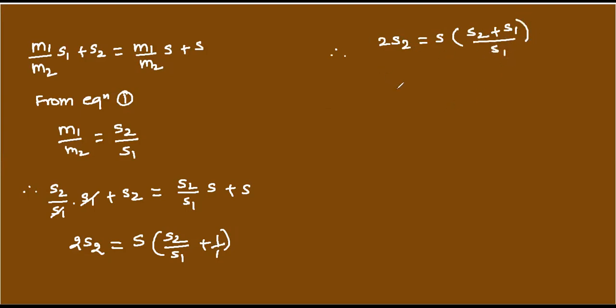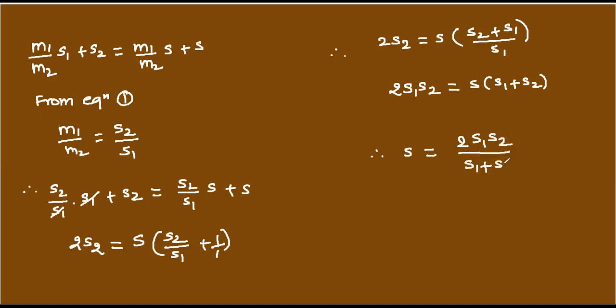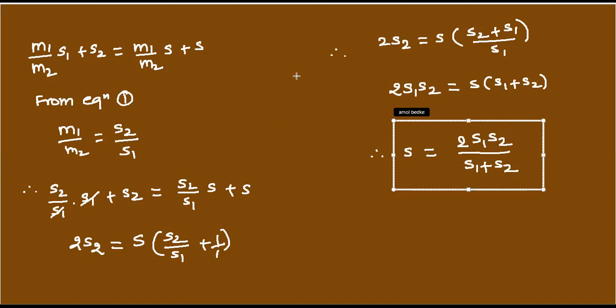So transfer this s1 here, what you are getting, 2s1 s2 is equal to s into s1 plus s2, and now I want s value, therefore s is equal to 2s1 s2 divided by s1 plus s2. Now see, is there any m term here? No, you are not getting any m term. What it indicates? It indicates that it is independent of mass. Understand? So hence we can say that it is independent of mass.